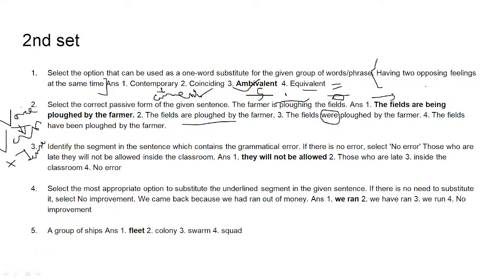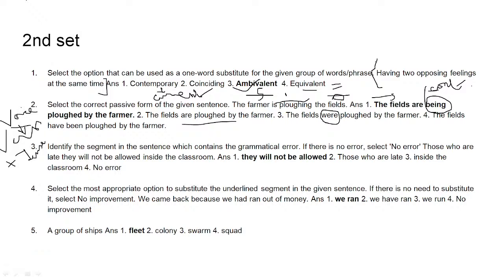Because being is the continuous tense, right? ing continuous tense. And since we have to use a V3 over here, right? Plowed means V3, verb का third form. Passive में always verb का third form आता है. So that is why we are adding our ing into which verb? Be. We are adding our ing into being. And that makes it our answer.